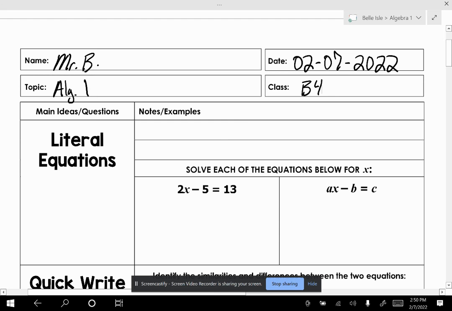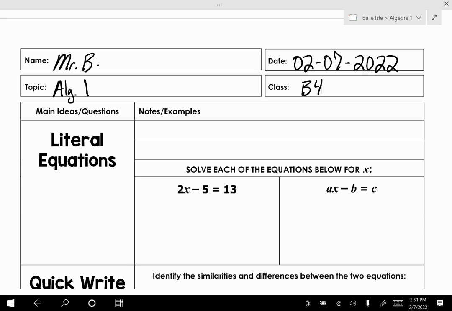Process of solving these multi-step equations, okay? First, what I would like for you to do is solve 2x minus 5 equals 13. I will give you about 30 seconds, and you should count.